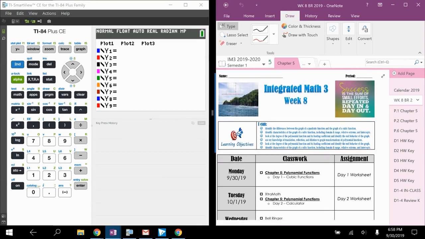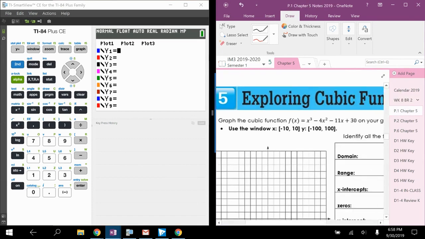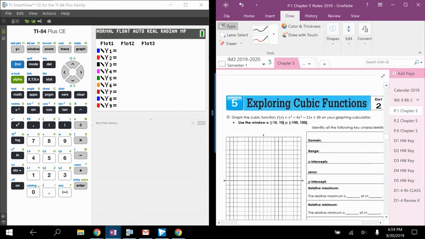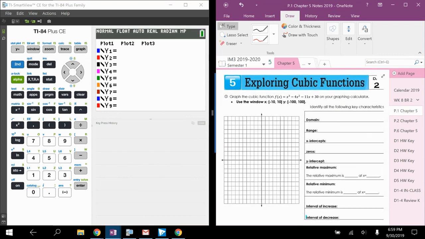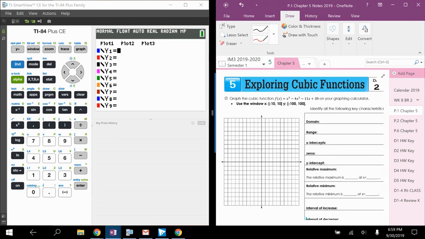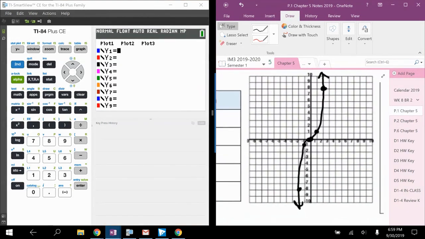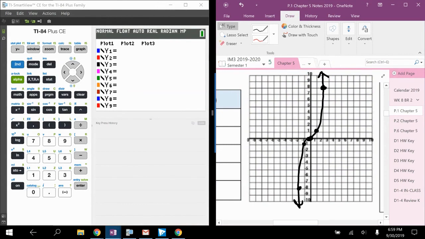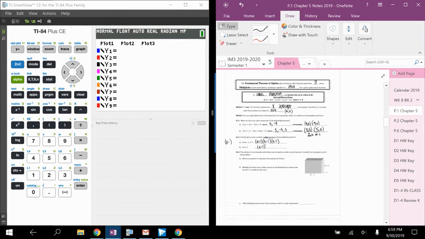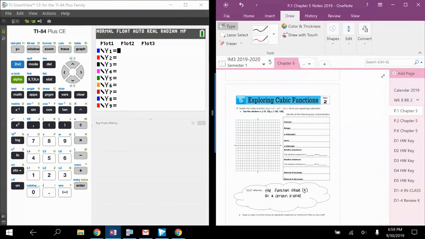Okay, so we are going to move on to chapter 5, day 2, exploring cubic functions again. And now we're going to get into more detail with different types of cubic functions. Yesterday we learned about cubics, what they kind of look like. So this is your basic parent function, x cubed. Okay, we're going to get into detail what happens if we change it up a little bit.